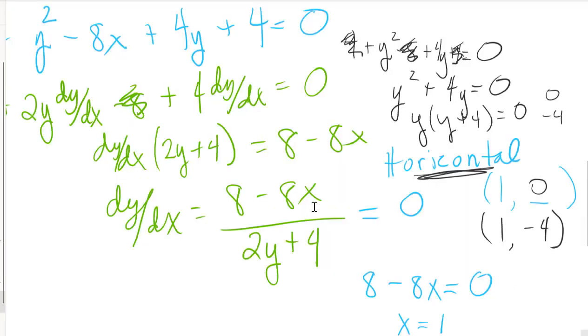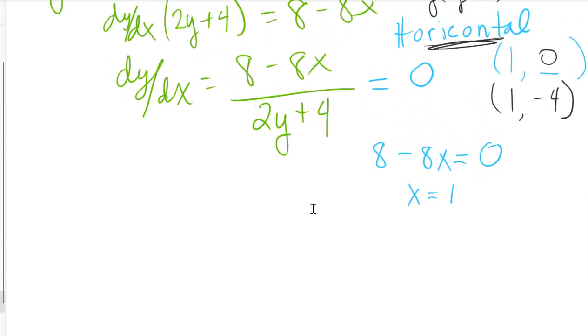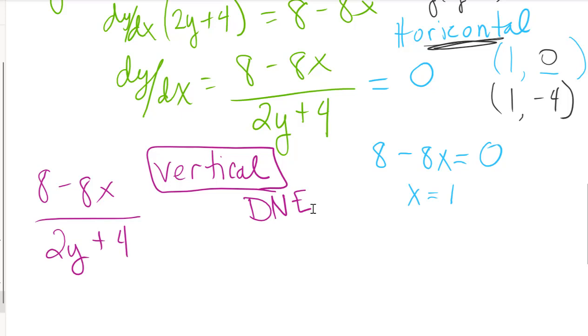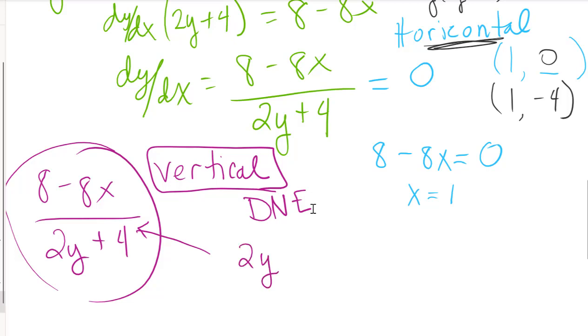So let's go back and show you how to find the vertical. What you do is you still have your derivative, which was 8 minus 8x over 2y plus 4. So for vertical tangents, this is new, you want the derivative to be undefined, does not exist. What you have to remember is this function would not exist if the denominator was 0. So in order to find the vertical tangents, I'm going to find where the denominator is 0. So 2y plus 4 equals 0. If I solve for that, I get y equals negative 2. That's the y value.